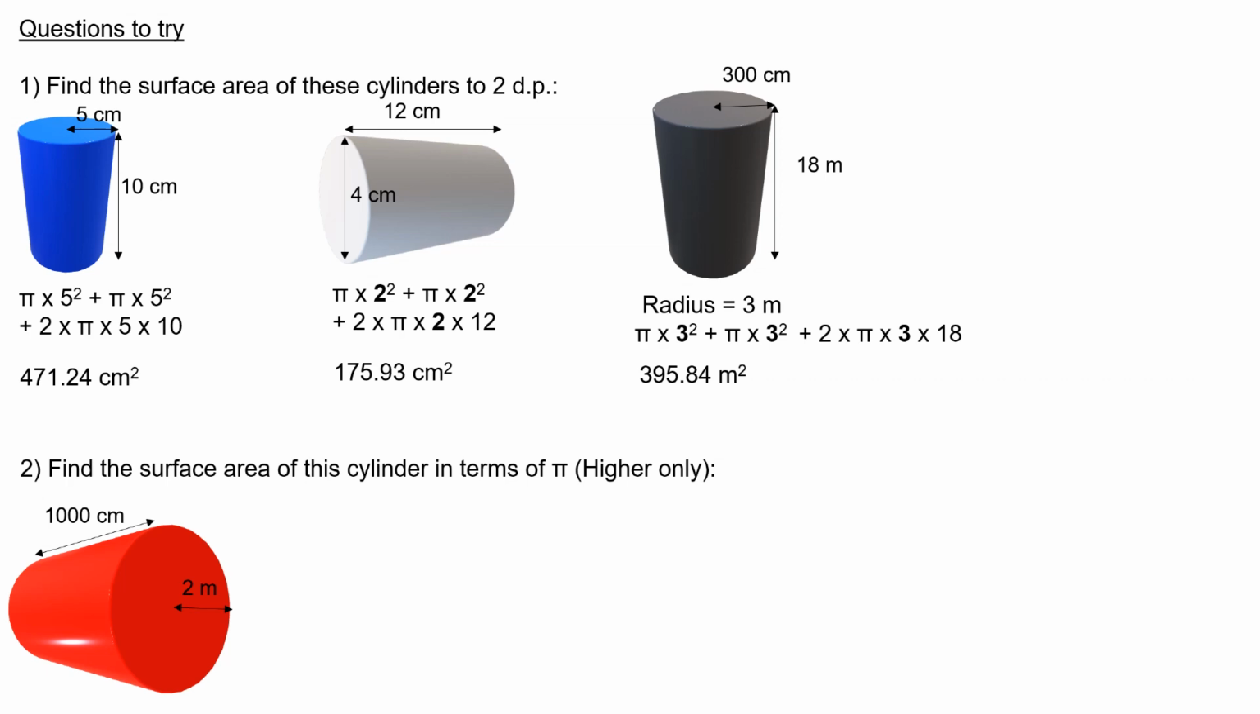395.84 meters squared. Finally, I want to leave my answer in terms of pi. This is only something you're expected to do in the higher paper. Again, the units have got to be the same, so I'm going to change 1,000 centimeters into meters by dividing by 100. We get pi times 2 squared, 2 pi times 2 times 10, and I end up with a final answer of 4 pi plus 4 pi plus 2 times 2 is 4 times 10 is 40 pi. So in fact, I end up with 4 plus 4 plus 40 pi, which is 48 pi meters squared.